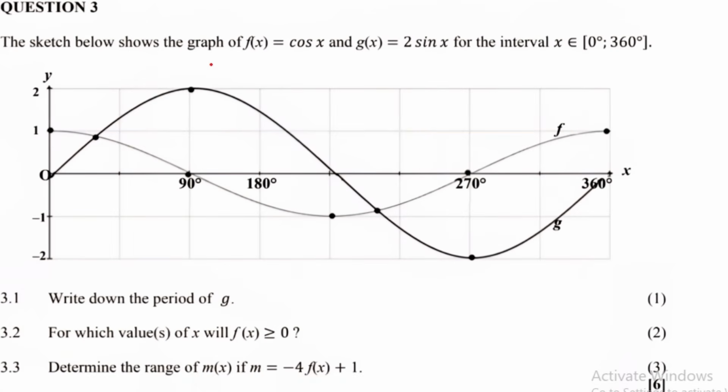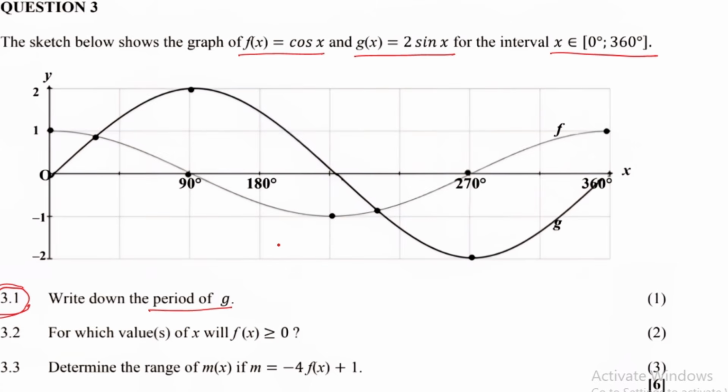Today we are doing trig functions. Okay, we are interpreting them. So we are having f of x that is equal to cos x, and then we are having g of x that is equal to 2 sine x. The interval for both graphs is 0 to 360 degrees. So the first question here, which is 3.1, they say write down the period of g.